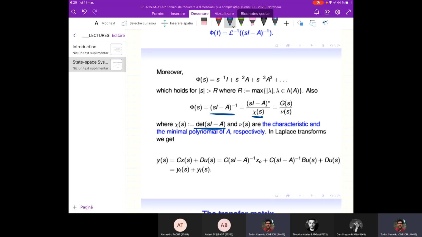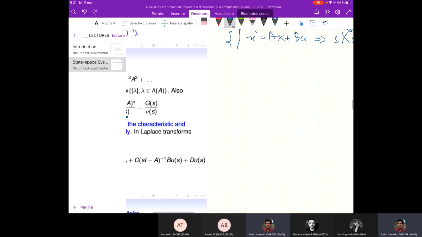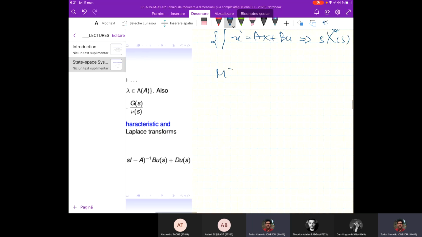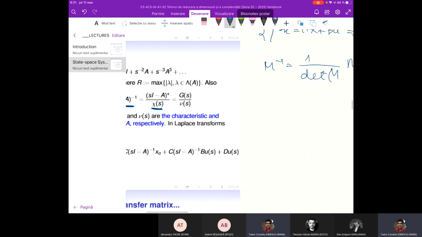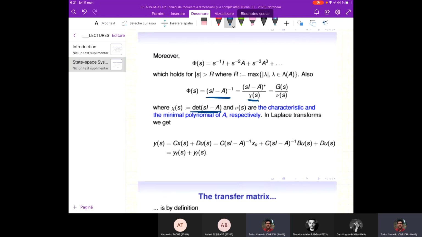This is something you know from the 11th grade. So M to the power of minus one is 1 over det M times the adjoint. Do you remember that? This is from the 11th grade. This is from high school. Well, Romanian anyway. Yes.